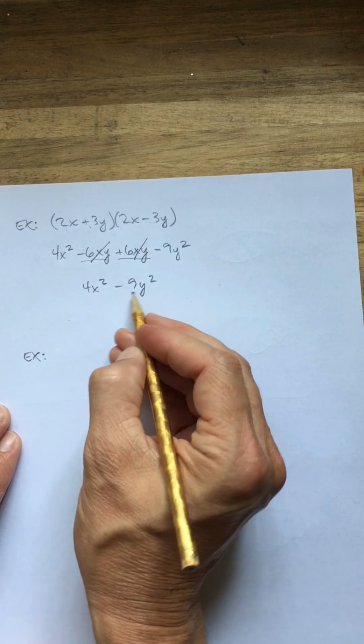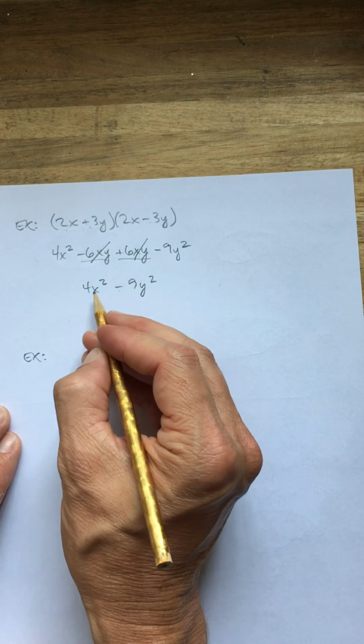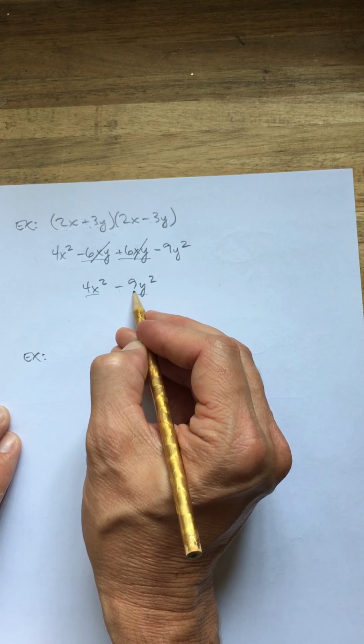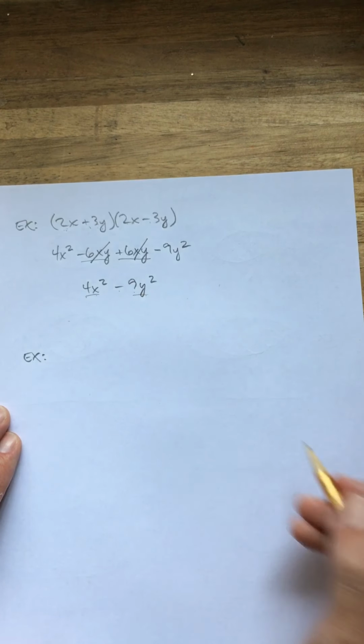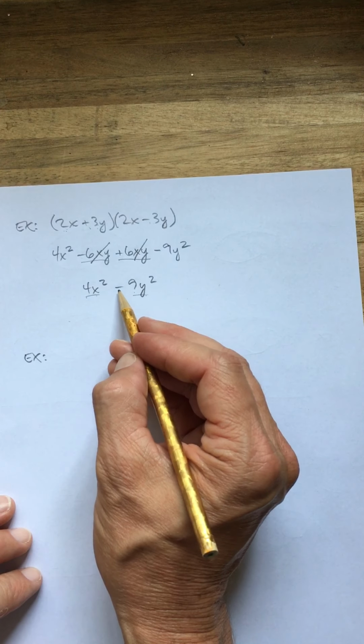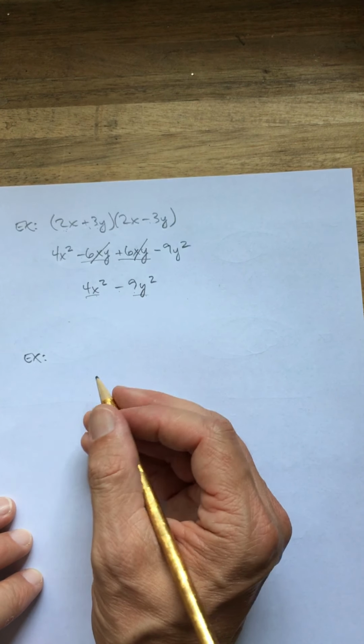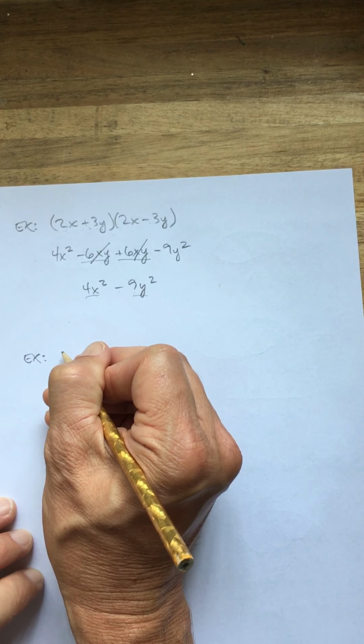These are called difference of squares. Difference is subtraction, and these are perfect squares. 4 is a perfect square, 9 is a perfect square, x squared, y squared, they're all perfect squares. This is called a difference of squares. That's what you get when you have this special pattern. Okay, so we'll try this.